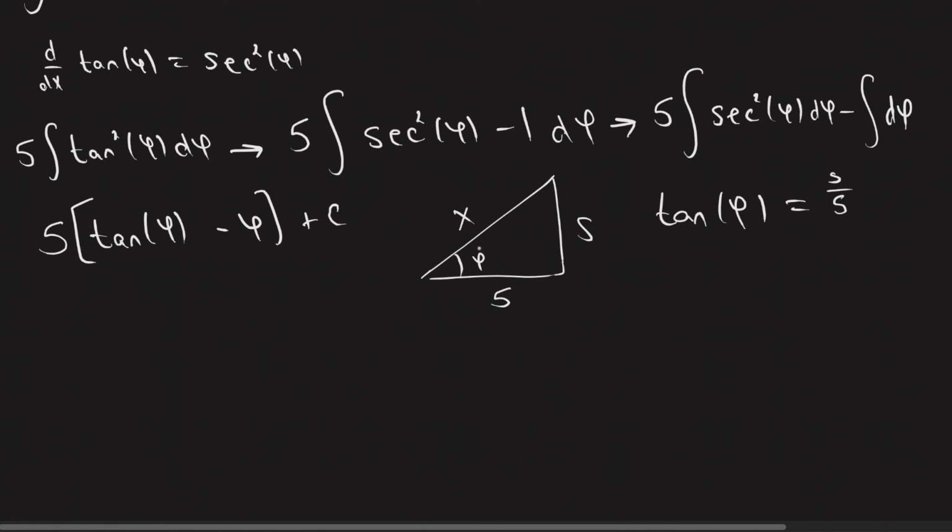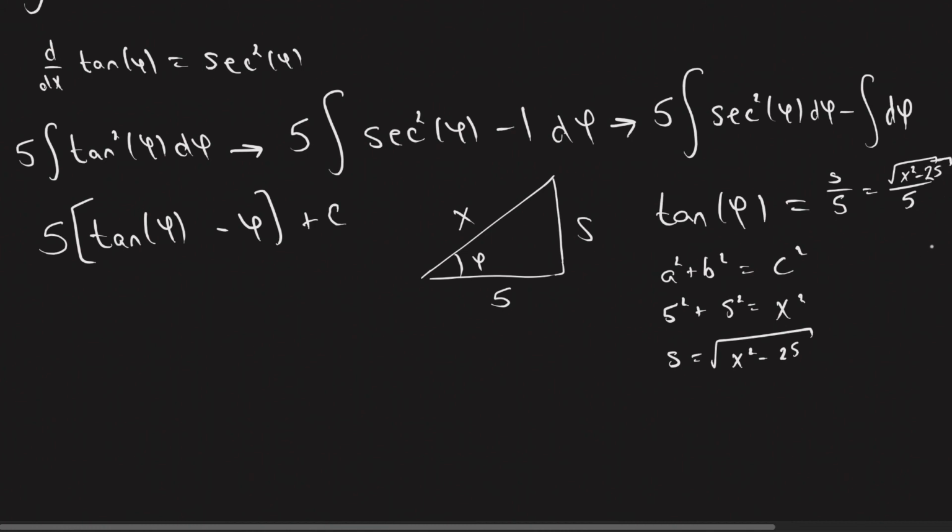Well, if we use the Pythagorean theorem again, we have a squared plus b squared equals c squared. In this case, it's going to be 5 squared plus b squared, and I'll call this s squared, is equal to x squared. We can now get s is equal to the square root of x squared minus 25. So this is equal to 5 divided by the square root of x squared minus 25. Sorry for that poor penmanship up there.